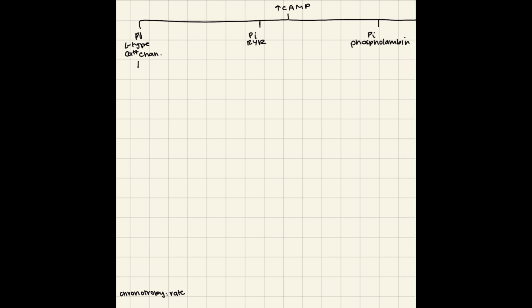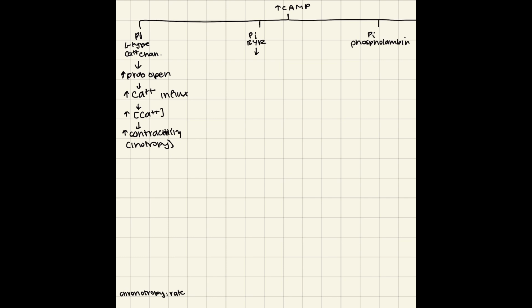So if we phosphorylate these L-type calcium channels, it increases the probability of them being open, which is going to increase calcium influx, which is going to increase our calcium concentration, which then increases contractility, which is inotropy.